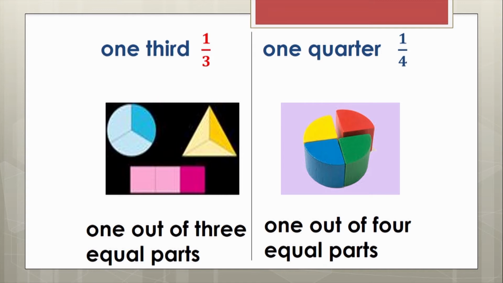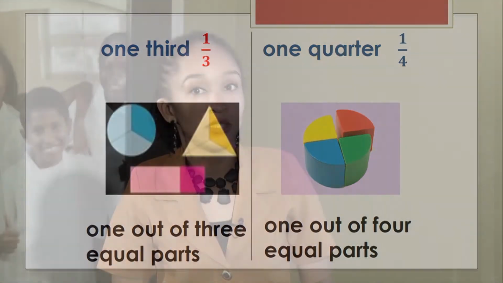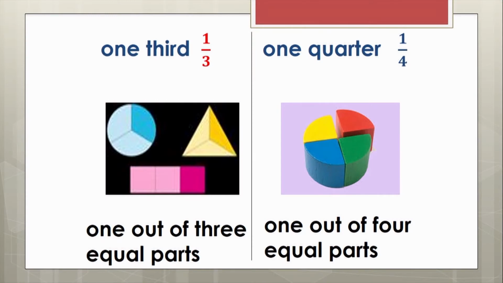What about 1/4? Now from time to time you may hear people say 1/4. That is also acceptable, but we are looking at it as a quarter. Okay, I want you to remember the word quarter. 1 out of 4 equal parts. Now there are many different ways we could represent this. Let me show you another way.